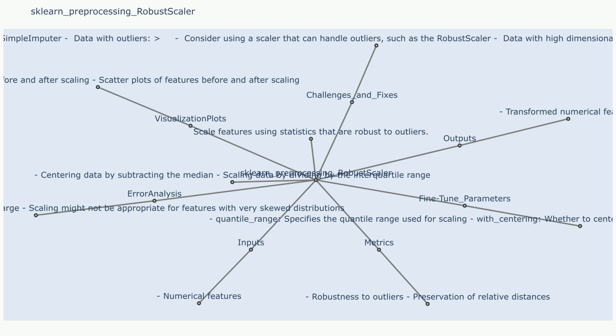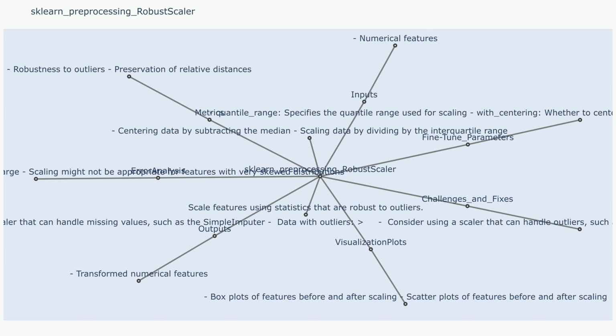Uncertainty methods. Bootstrapping: resample the data with replacement to estimate the variability of the scaling parameters. Confidence intervals: construct confidence intervals around the scaling parameters to quantify uncertainty.